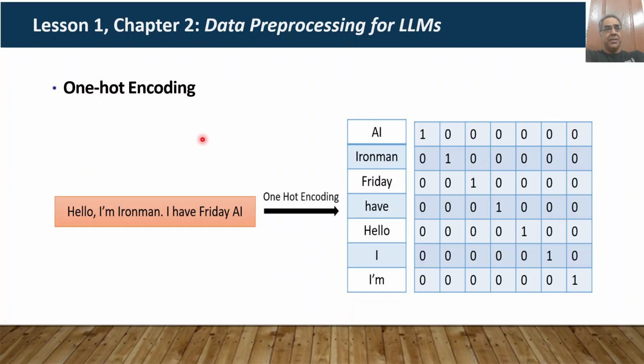Now let's examine some word embedding techniques. The simplest form of word embedding is one-hot encoding. One-hot encoding represents words as binary vectors where only one position is one, making the representation sparse and non-semantic. So it's not suitable for LLMs.